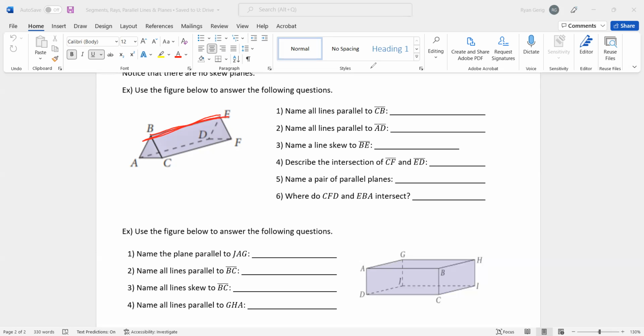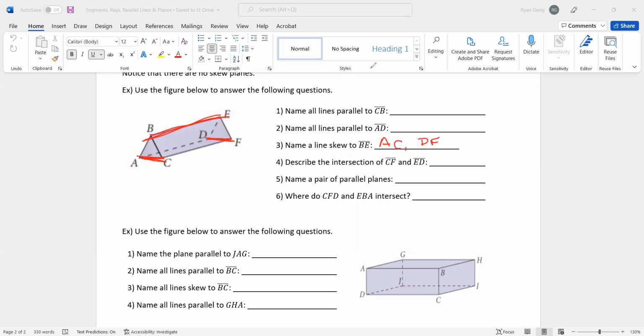So the only things on the bottom, well, I guess there are AC, sorry, kind of confusing here, and FD. Would you agree that those are on the bottom and don't intersect BE? So those would be 2 lines that are skew to BE. Now, I only wanted one, but I just showed you both.